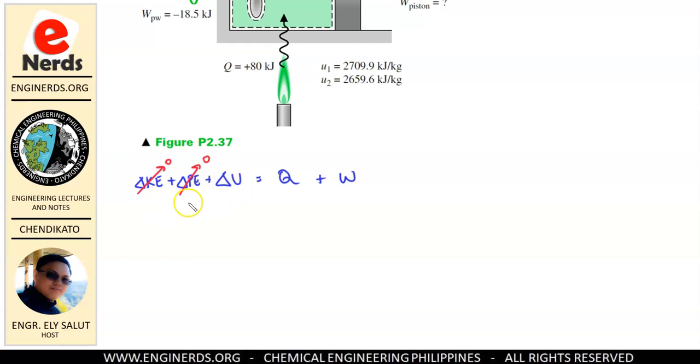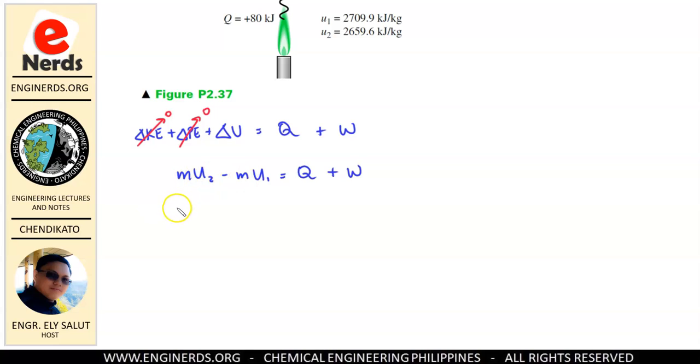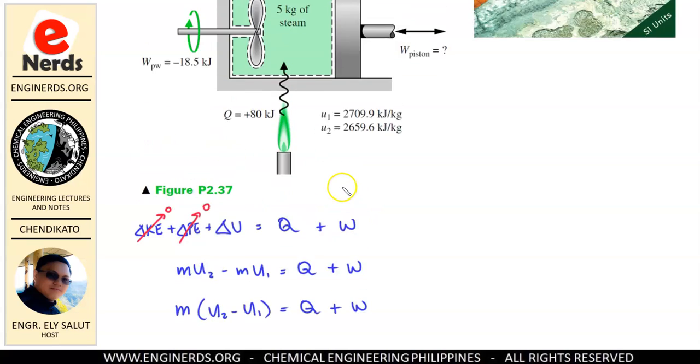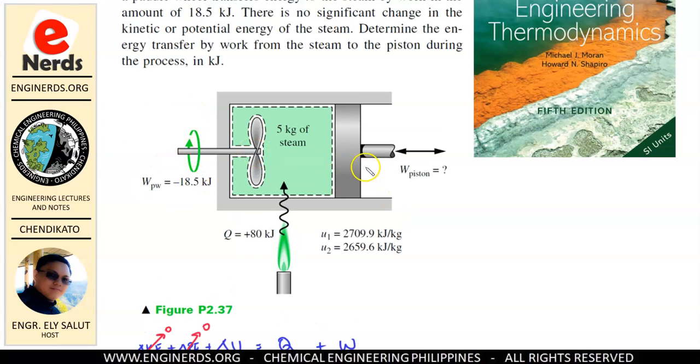So therefore, our delta U will be equal to mass times the specific internal energy 2 minus mass times the specific internal energy 1, and this is equal to Q plus W. Okay, so our mass is equal to 5 kilograms here, so we can factor out itong mass. So we have M times U2 minus U1 is equal to Q plus W. Okay, so take note, even looking on this illustration, you can see that there are two works involved. We have work coming from the paddle wheel and the work from the piston or to the piston. Okay, we need to determine kung ano ba yung nangyayari sa ating system.